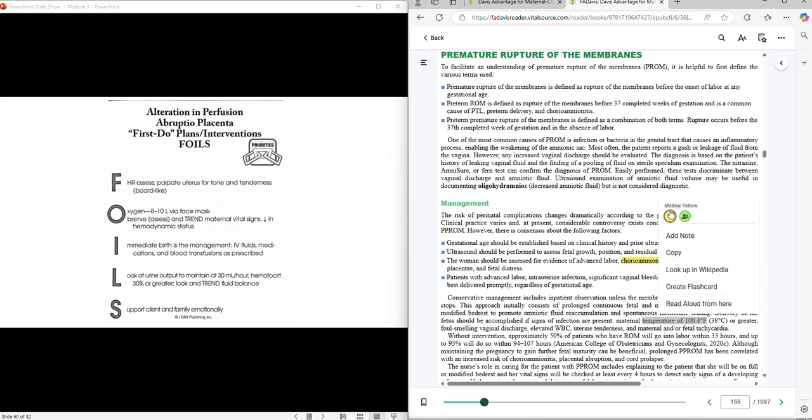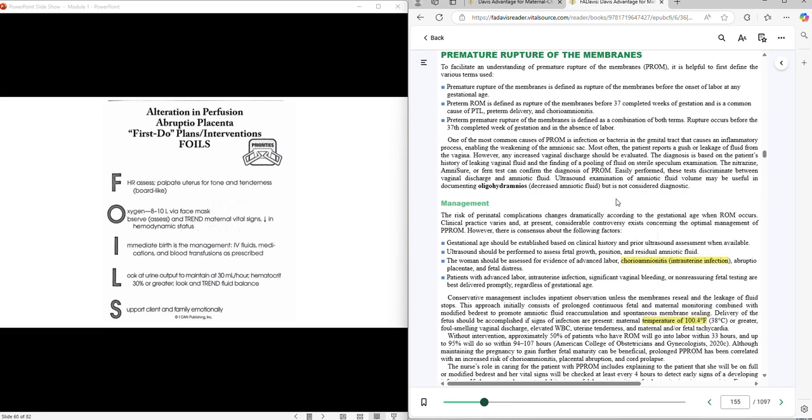Okay, if you've ever smelled C. diff, this is very comparable to C. diff. It's a smell that you won't forget. So if I say the term chorio, you know that's what I'm talking about, chorioamnionitis.